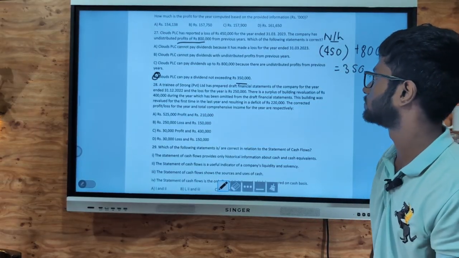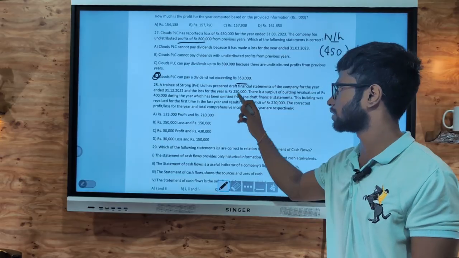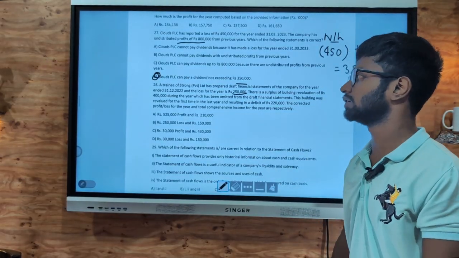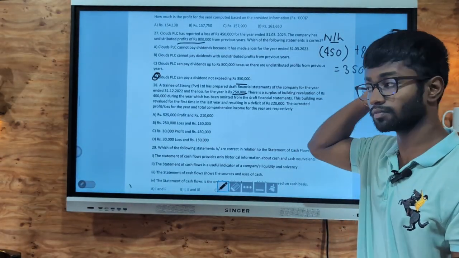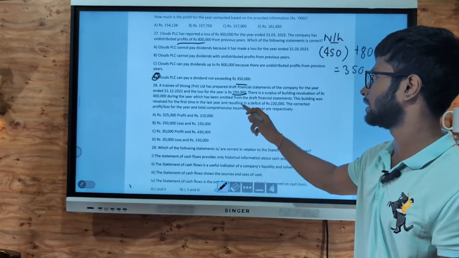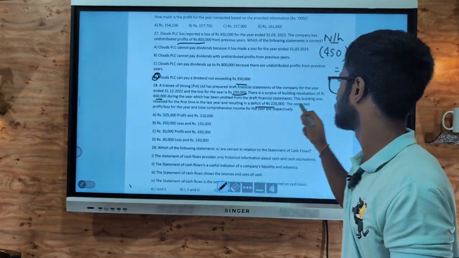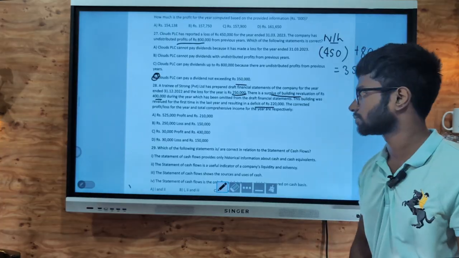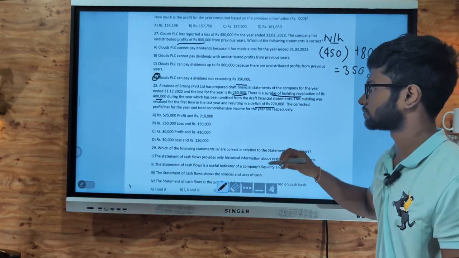Next, they say a trainee has prepared draft financial statements and they have made a loss of 250. There is a surplus of building revaluation of 400 during the year, which has been omitted from the draft financial statements. The building was revalued for the first time and it had resulted in a loss of 220. Here, first time a loss, second time a gain. First, we'll summarize the information.